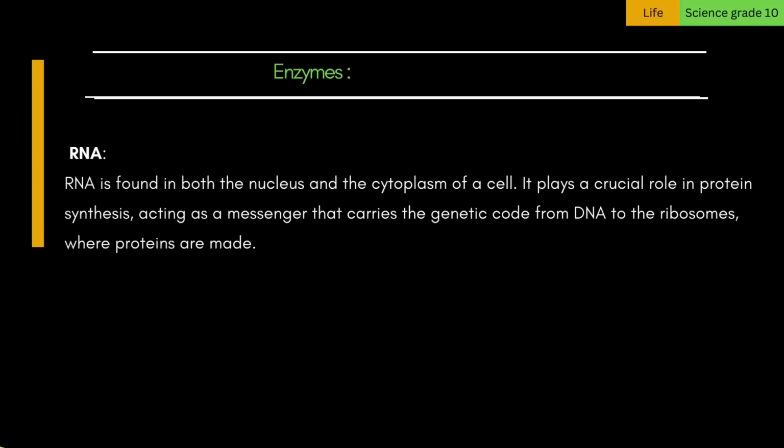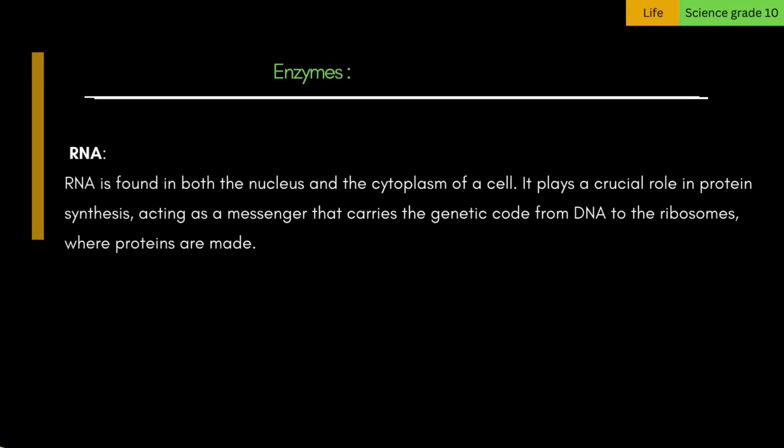2. RNA. RNA is found in both the nucleus and the cytoplasm of a cell. It plays a crucial role in protein synthesis, acting as a messenger that carries the genetic code from DNA to the ribosomes, where proteins are made.